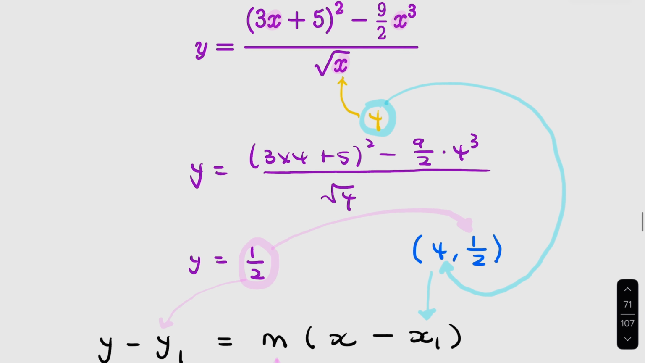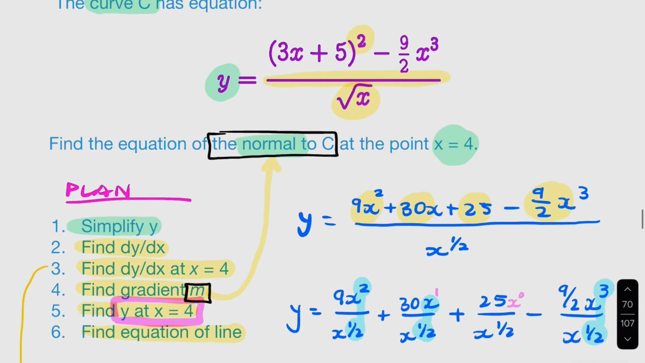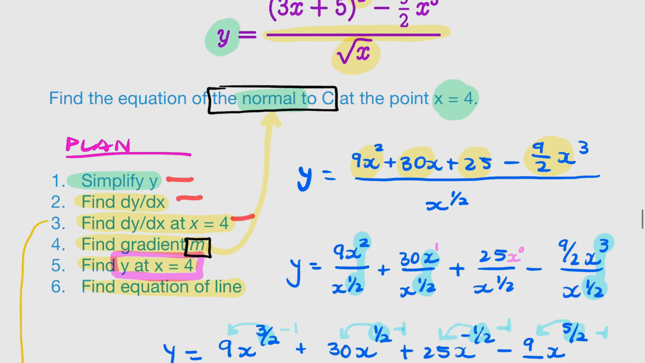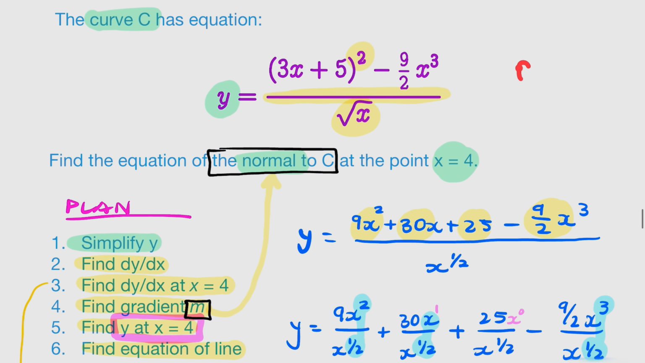So this is how we approach the question with a plan, by simplifying y, then differentiating, substituting x, and then finding the gradient of the normal. Then we needed to resubstitute x back into the equation to find y1. So we had x1, y1, and m, and then we wrote out the equation of the normal.